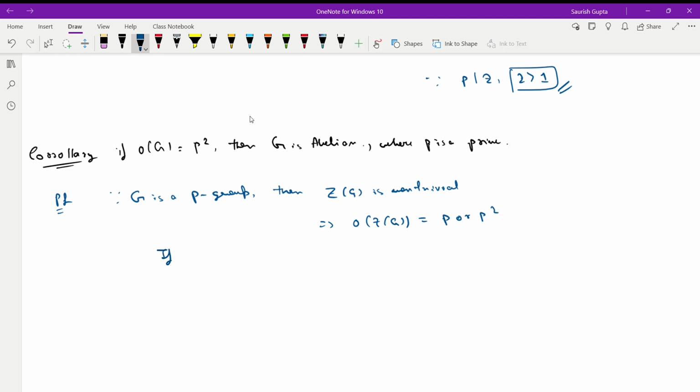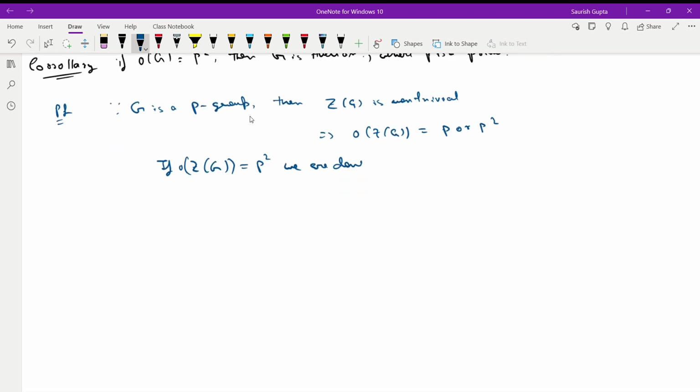Now, the obvious possibility is that if the order of ZG is equal to P squared, we are done, right? Because ZG is a subgroup of G. If G has order P squared, and if also the center of G has order P squared, then ZG must be equal to G, which implies that G is abelian. So that's quite the trivial case, right? So let the order of ZG be equal to P. Okay, clear?